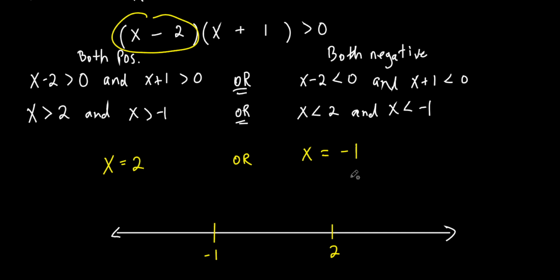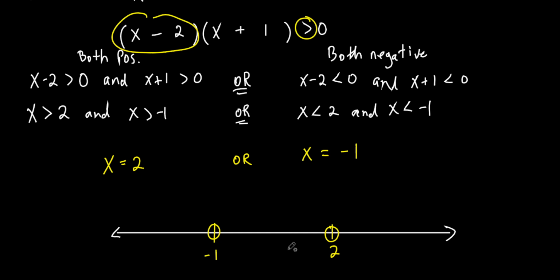It's not really equal to 2, it's greater than, and it's not greater than or equal. So what kind of circle am I going to put if it's not or equal to? An open circle. I'll put an open circle here and an open circle here. Why did I use that number line? Because our answer is going to be in one of these 3 regions: everything to the left of negative 1, everything to the right of positive 2, and all the stuff in the middle.